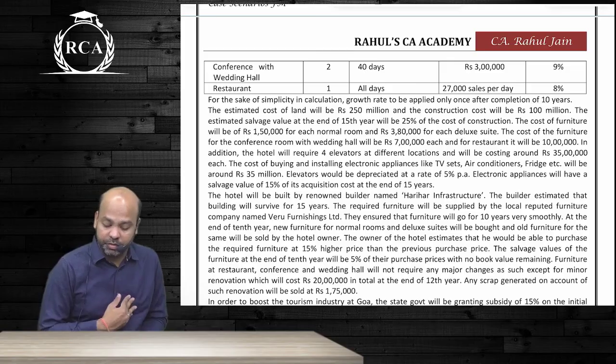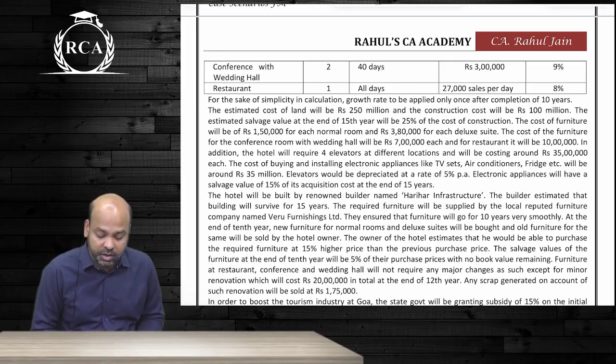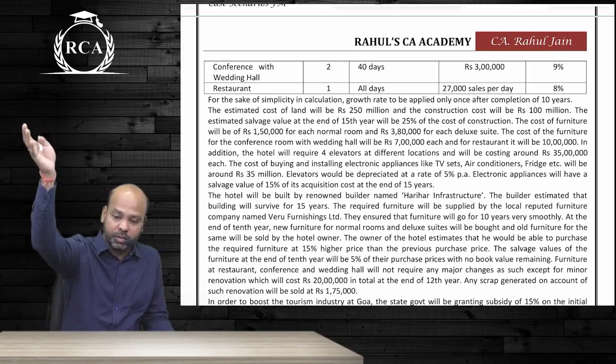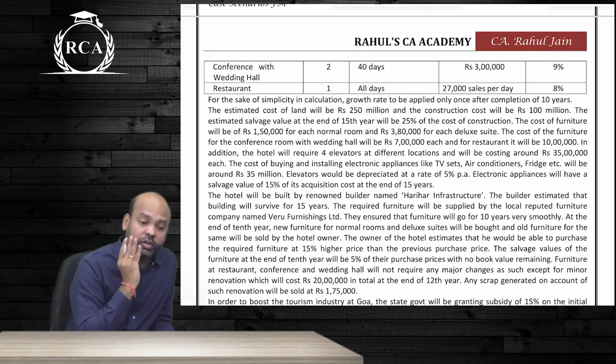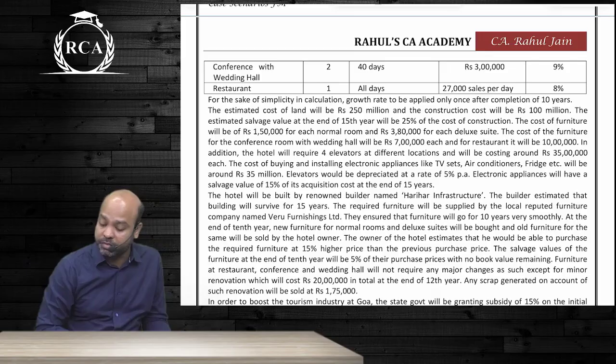The cost of furniture will be 1.5 lakhs for each normal room and 3.8 lakhs for each deluxe suite. The cost of the furniture for the conference room with wedding hall will be 7 lakhs. For the restaurant, it will be 10 lakhs. You know the number of rooms above, you will have to multiply that by the cost of furniture per room. You will get the total amount of investment in the form of furniture initially.